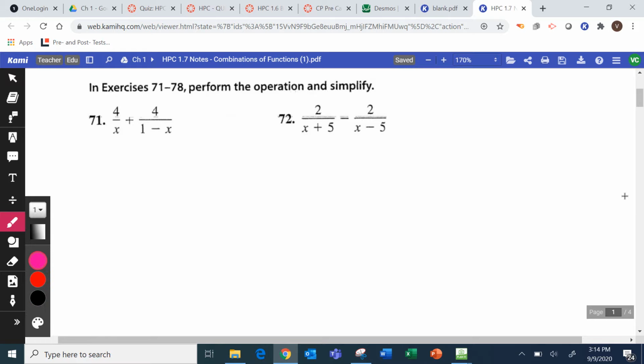Anytime we want to add anything in math, like if I want to add x plus y, we can't because they're not like terms. So in order to add anything in math, we have to have like terms, or subtract. Adding, subtracting, basically the same thing. So here we do not have like terms. They are both fractions, however, their denominators are not the same. In order to have the denominators the same, we need to look for factors.